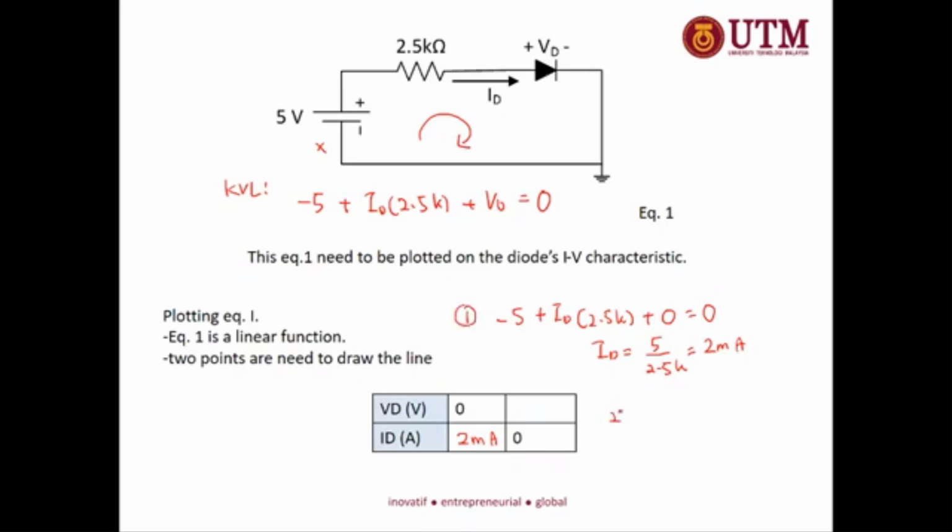The second point is the calculation when the ID is equal to 0. So minus 5 plus 0 times 2.5K plus VD equal to 0. So VD is equal to 5 volt. So this is 5 volt.